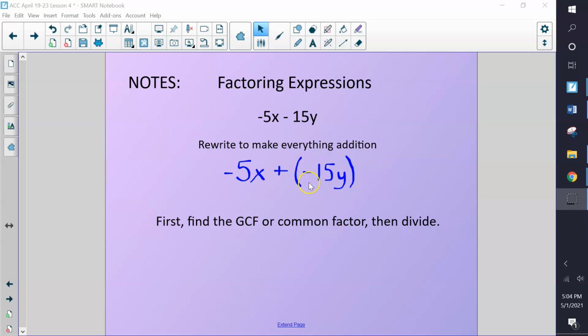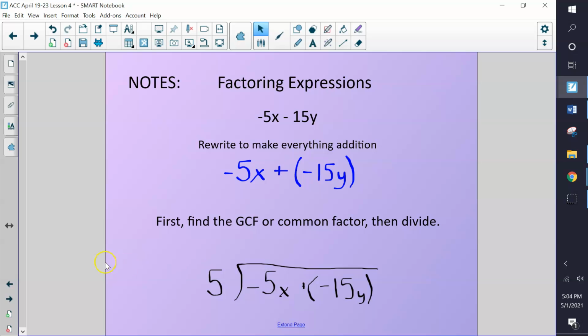So we're looking at these two terms and asking ourselves, what is a common factor, or what is the greatest common factor that we can divide by? There may be more than one. You may notice that 5 is a common factor of negative 5 and negative 15, so we can divide by 5. It kind of looks like this, where the whole expression is being divided by 5. Each term is being divided by 5. So let's do this. Before we start, you do have to remember the rules for dividing positive and negative numbers. So let's take a look at that real quick.